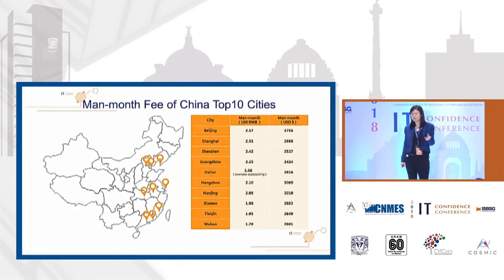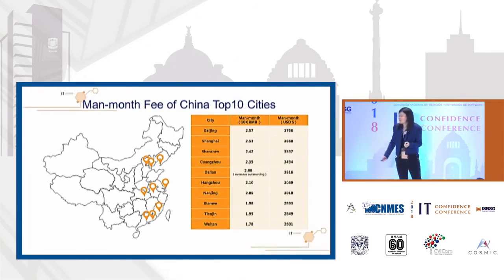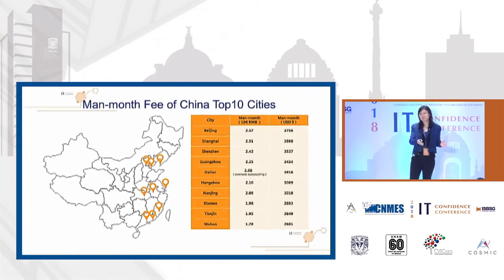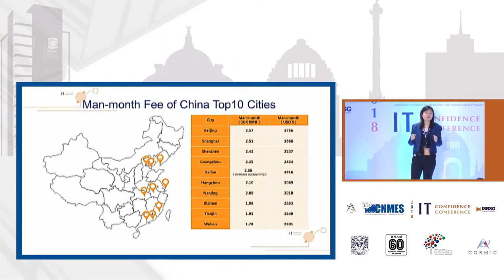And Xiamen is very near Taiwan. Actually, Xiamen has a lot of programming centers from Taiwan companies, okay. And Tianjin is very near Beijing. You can see the places are very near, and you can drive a car just 1 hour from Beijing to Tianjin. So some regular programming changed from Beijing and transferred to Tianjin. And the last one is Wuhan. Wuhan is in the center of China, along the Yangtze River, and it's very famous for car manufacture. And in this place, you can see that its CNMES is only maybe 60% of the tier one cities. Okay.